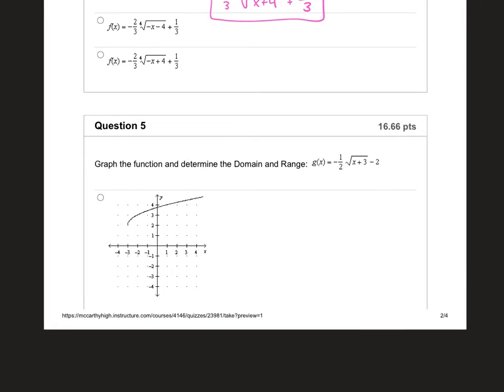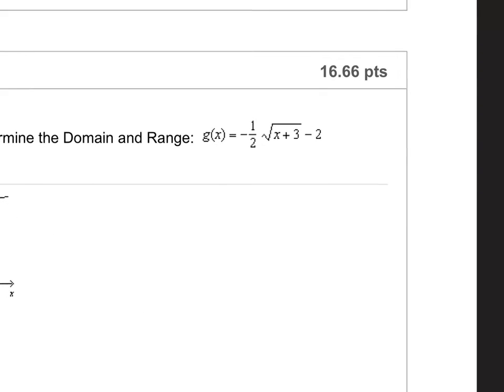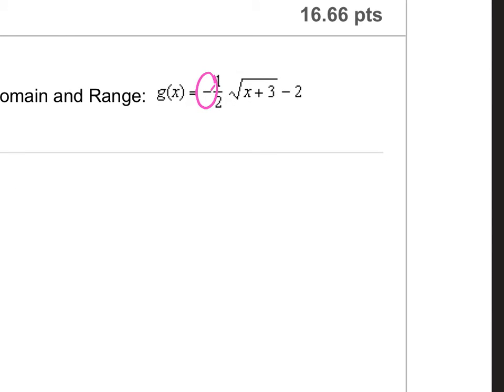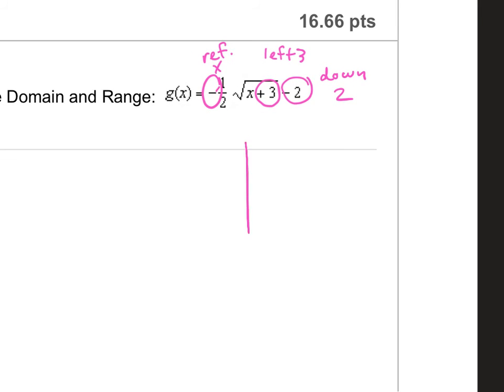Number 5. We are graphing the function and determine the domain and range. So what does this negative on the outside tell us? A reflection on the x, plus 3 on the inside, left 3, and minus 2, down 2. So our graph has a reflection, meaning we flip it upside down, we go to the left 3, and down 2. So it's going to look like this.